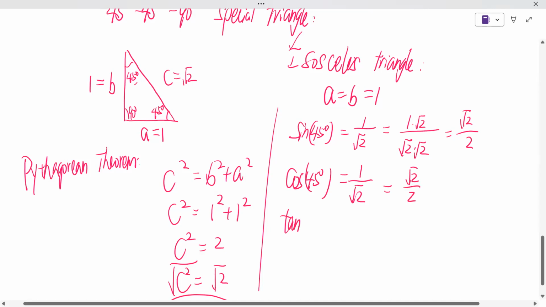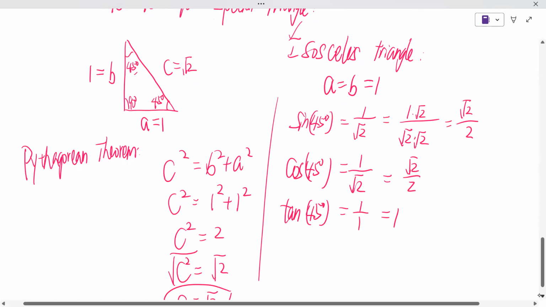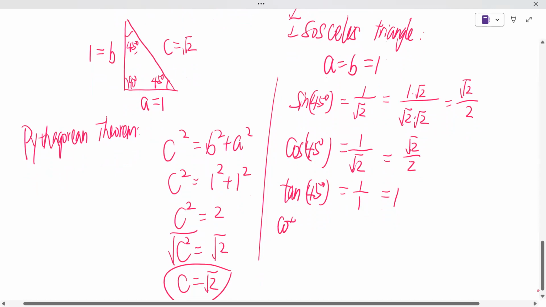And tangent 45 degrees, it's going to be opposite over adjacent. So it's 1 over 1, that's 1. Cotangent 45 degrees is adjacent over opposite, right? So it's 1 over 1 as well, that's 1.